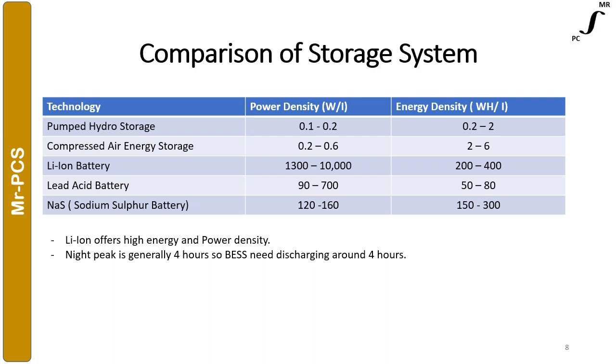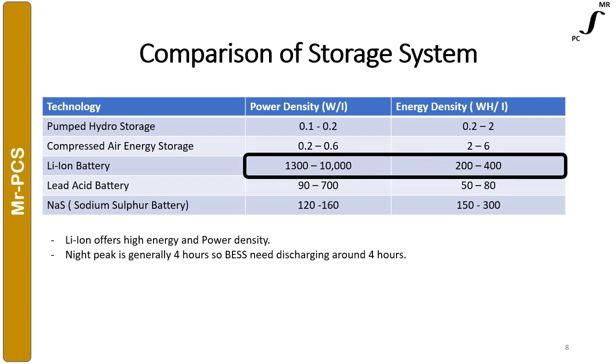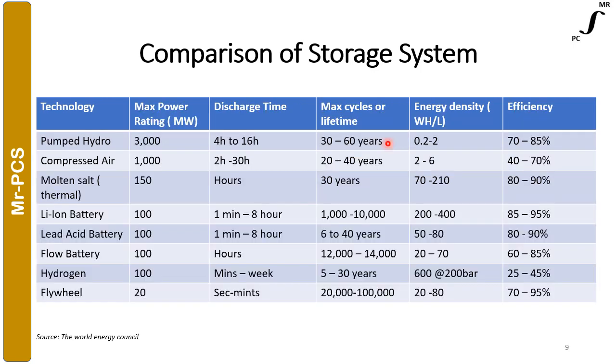A comparison of various storage technologies is shown in this slide. Pump hydro, compressed air storage, lithium ion, lead acid and sodium sulfur batteries are compared considering their power and energy density. Lithium ion has the highest power and energy density, and that makes it an ideal choice for energy storage applications. Generally speaking, peak demand exists for 4 hours, and lithium ion batteries discharging within 4 hours could be ideal for energy storage applications.